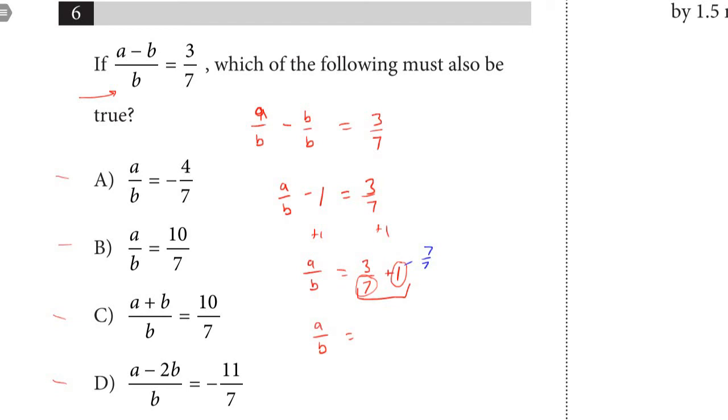So now we're going to be adding 3 over 7 plus 7 over 7. And what would that give us? That would give us 10 over 7, right? 3 plus 7 is 10, and we keep the same base, so that's just over 7. So we get 10 over 7 is equal to a over b. That just looks like what we want: a over b is equal to 10 over 7.